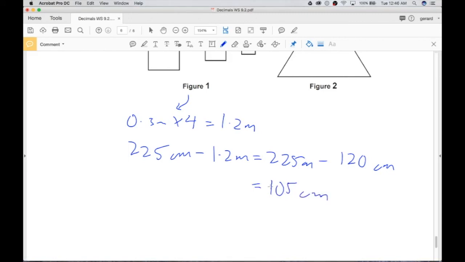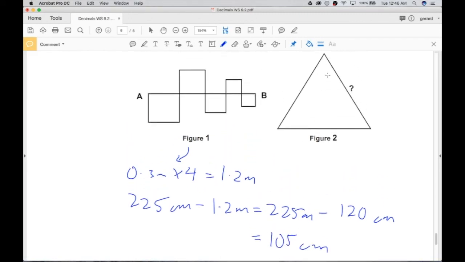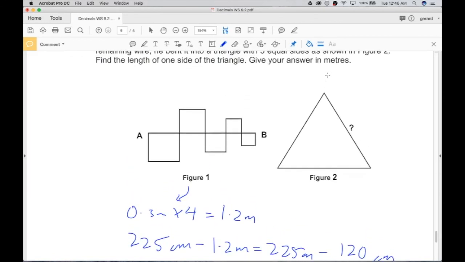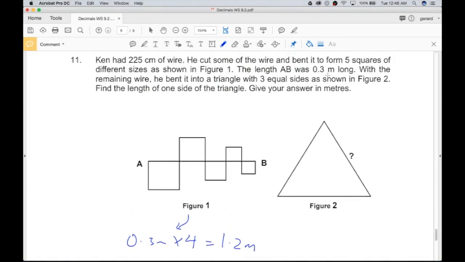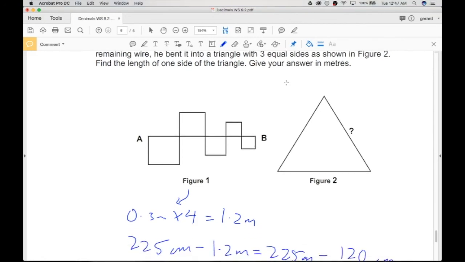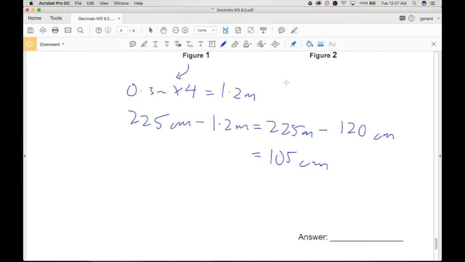So this 105 cm is what was used in figure 2, and since they said that figure 2 has 3 equal sides, and you want to find the length of one side, all we need to do is take the total divided by 3. You will get 35 cm as the answer. Alright, that's all.